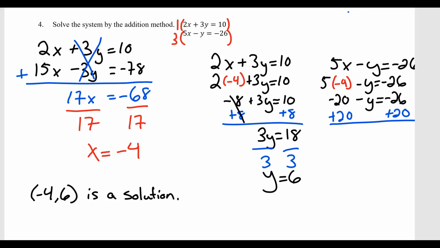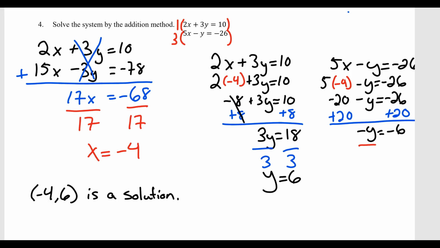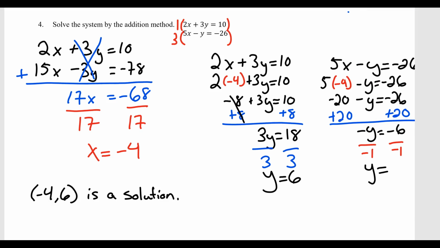This is going to leave me with a negative y is equal to a negative 6. Now notice they're opposite signs, but my y is also opposite. So I still have to divide by a negative 1, which will then give me that y is equal to a positive 6. It didn't matter which original equation I plugged that negative 4 in for. I could plug it into either one and I get the same y.